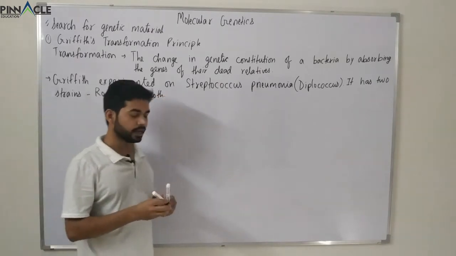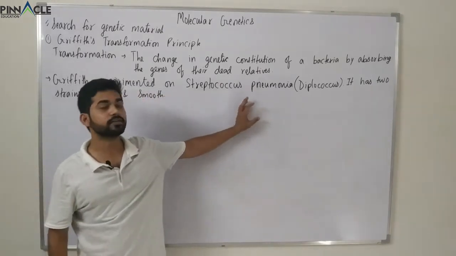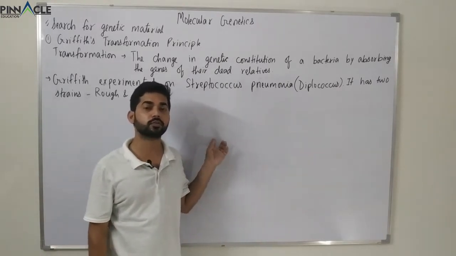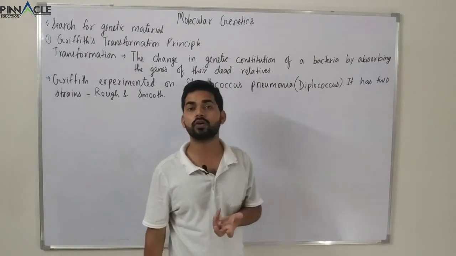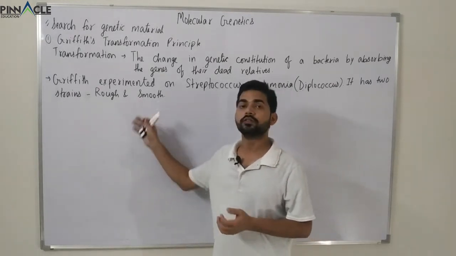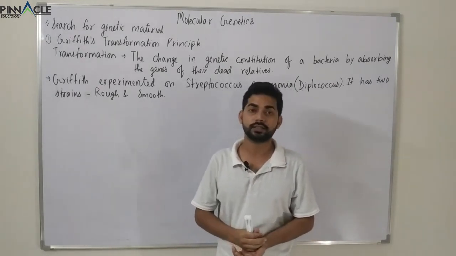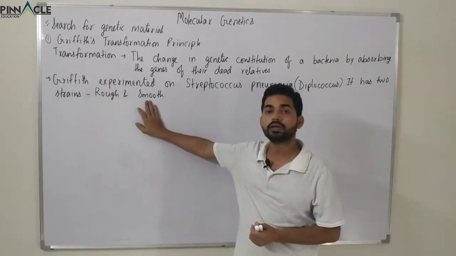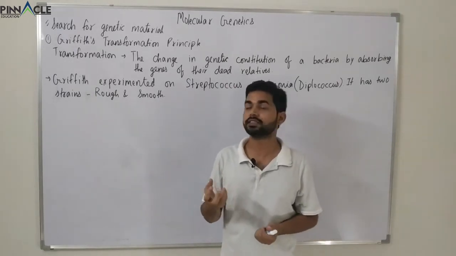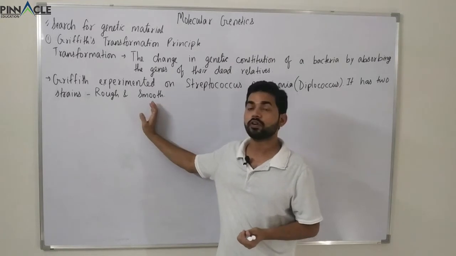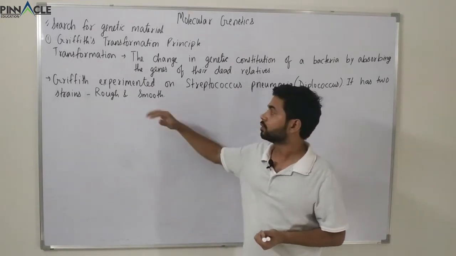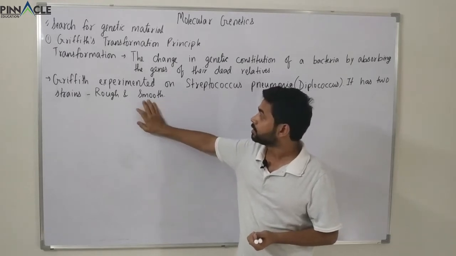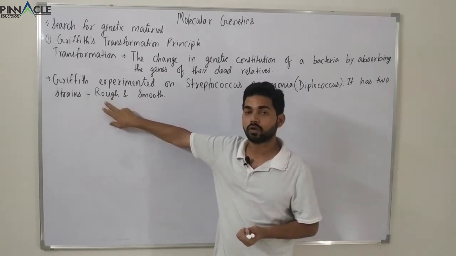This bacterial species has two strains, rough and smooth. The rough one was non-virulent, that is, it did not cause any disease, but the smooth one was virulent and caused disease. This is because the smooth strain secretes a mucilaginous sheath around itself, and therefore it is able to resist the enemy's antibodies or WBCs, and so it causes disease, whereas the rough does not cause any disease.